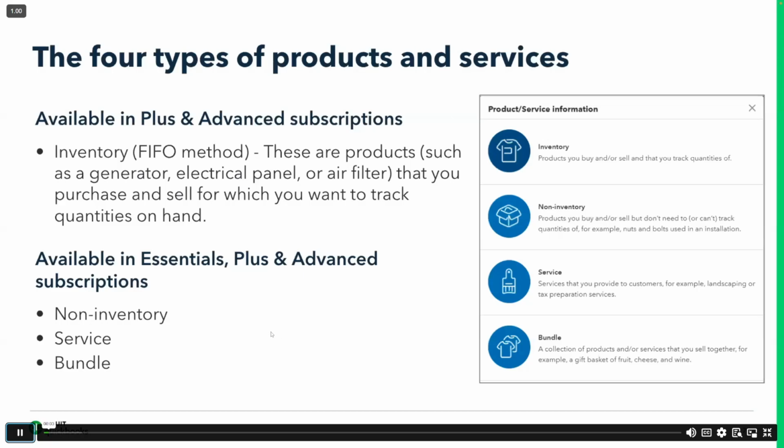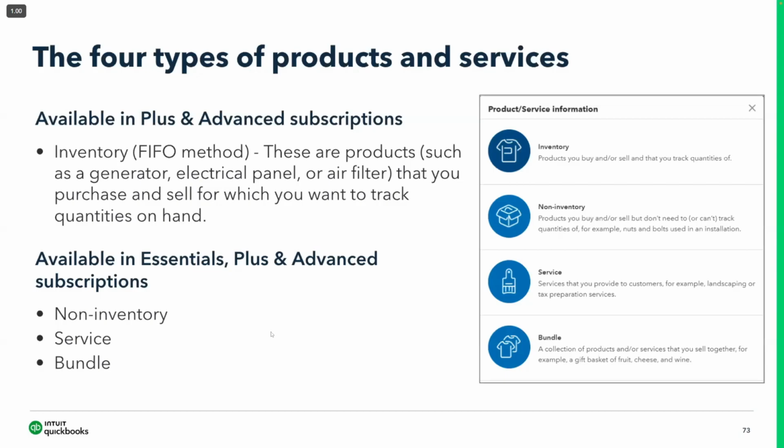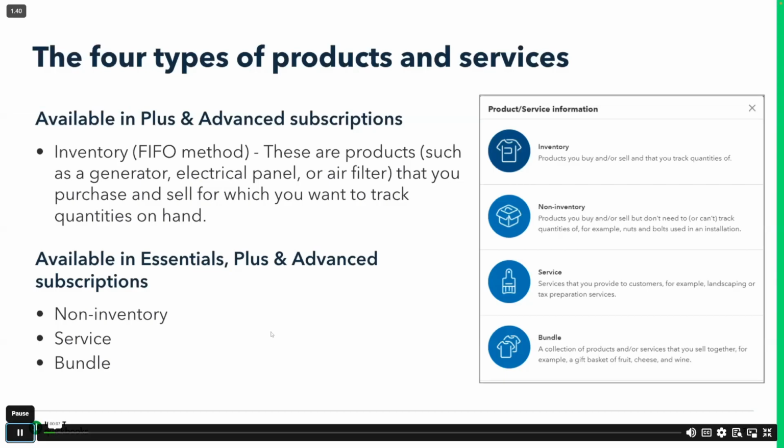There are four types of products and services available to you in your QuickBooks Online product. They are broken out into two different areas. I'm going to start at the bottom and work up to the top. So available in the Essentials, Plus, and Advanced subscriptions are non-inventory items, service items, and bundle items. Available exclusively in the Plus and Advanced subscriptions is inventory.